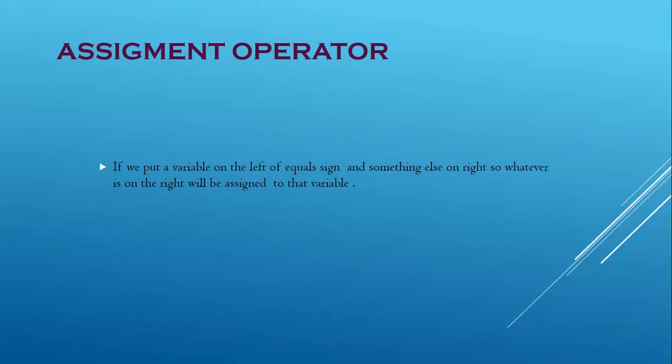Our first operator is the assignment operator. You have already seen it, the equal symbol in JavaScript. It is an assignment operator. Whatever is on the right of the equal sign will be assigned to the variable on the left. Say var a equals 4.